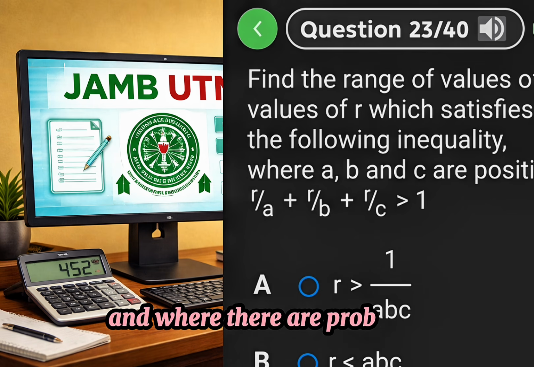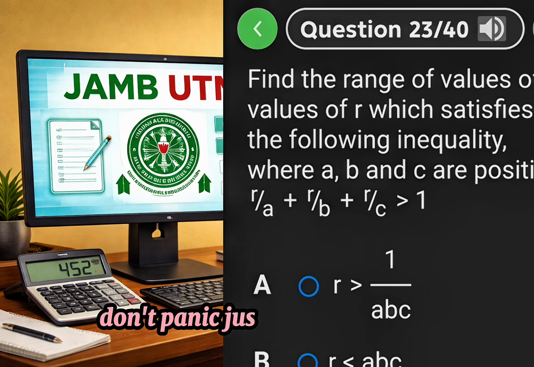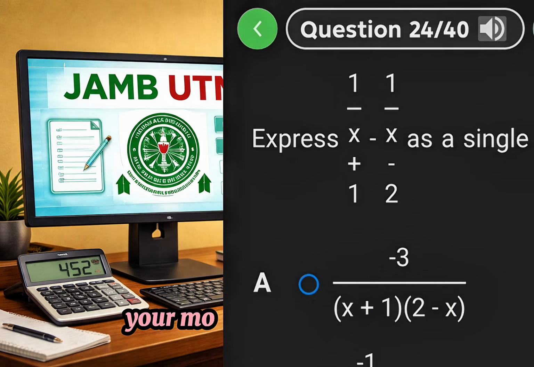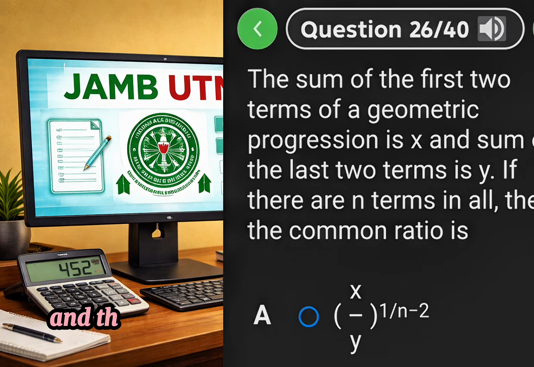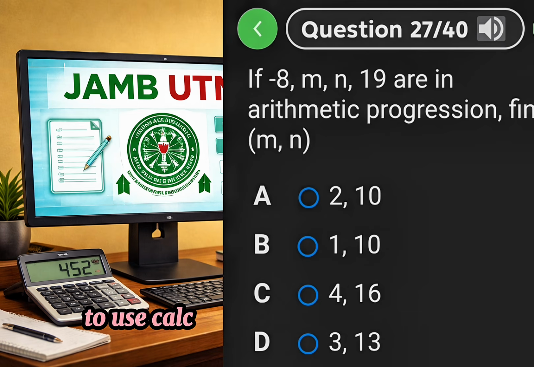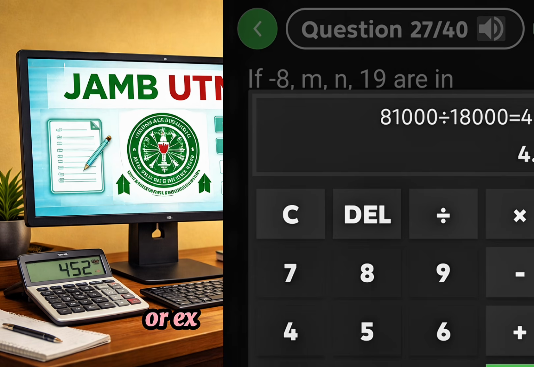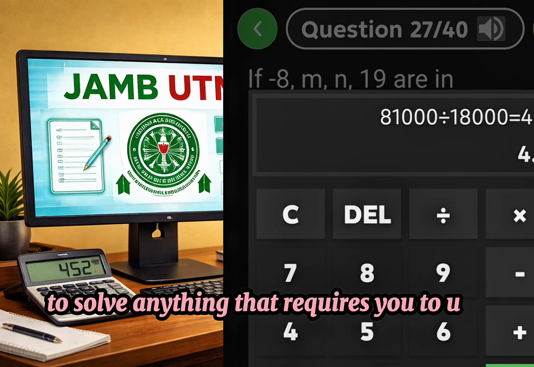And where there are problems, don't panic, just raise your hand and ask one or two of the attendants who will be there. Just say, there is a problem here. Not that they are going to be helping you to solve problems. Your mouse is not working, the keyboard is not working, whatever, they will just help you. And this is essentially how to use the calculator on the JAMB screen or exam system to solve anything that requires you to use a calculator.